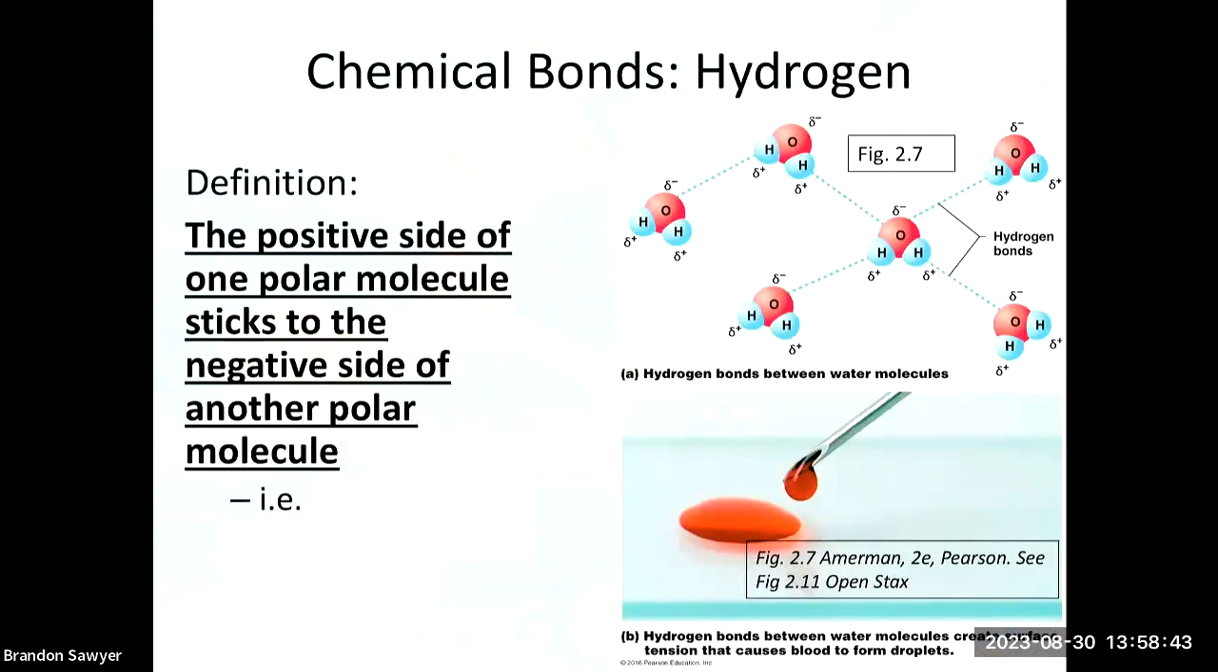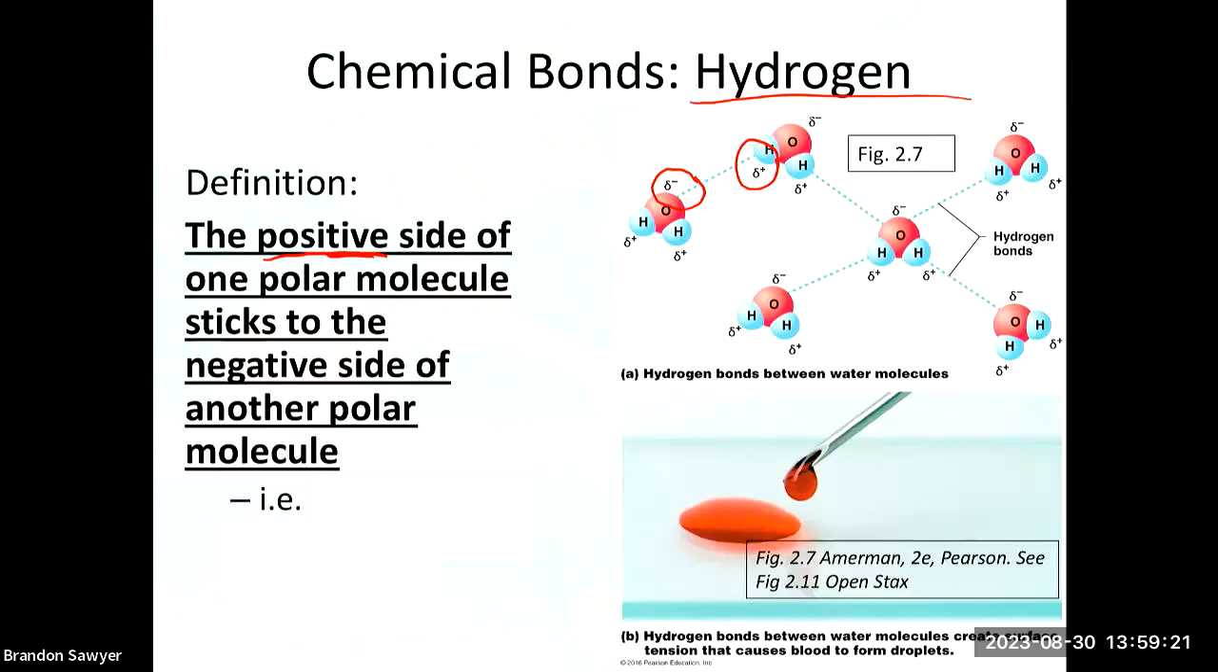And then the third type of bond we'll talk about is hydrogen bonds. Hydrogen bonds occur primarily after we already have polar covalent bonds in place. So the positive side of one polar molecule sticks to the negative side of another polar molecule. Water is the best example of this. We see the oxygen part, which is negatively charged, sticking to the hydrogen part, which is positively charged. So these create little bonds with each other. They're not super strong, but they hold things together.